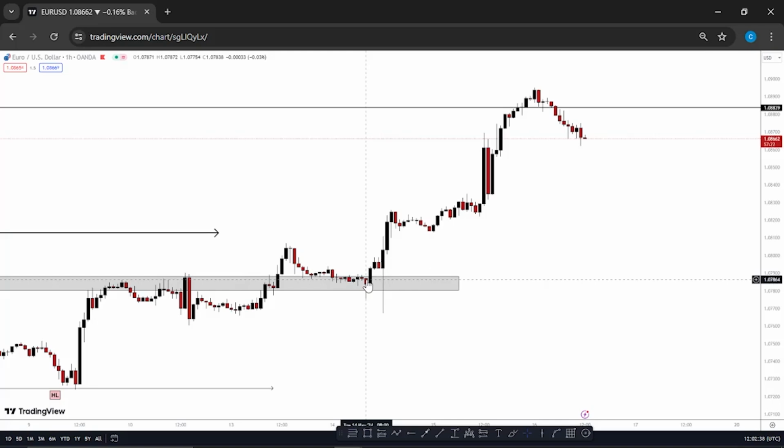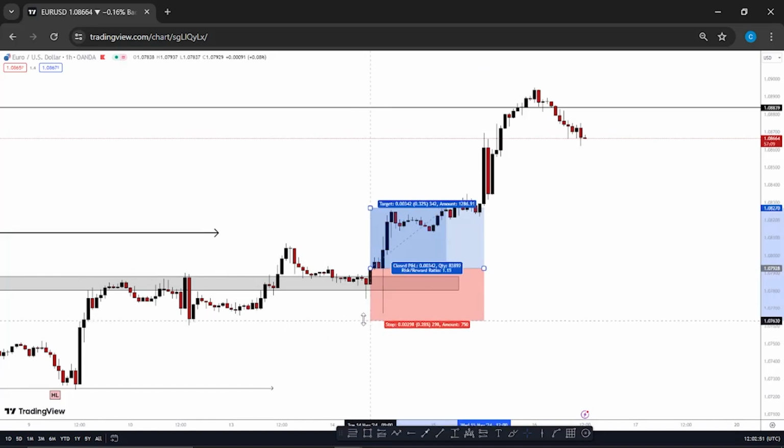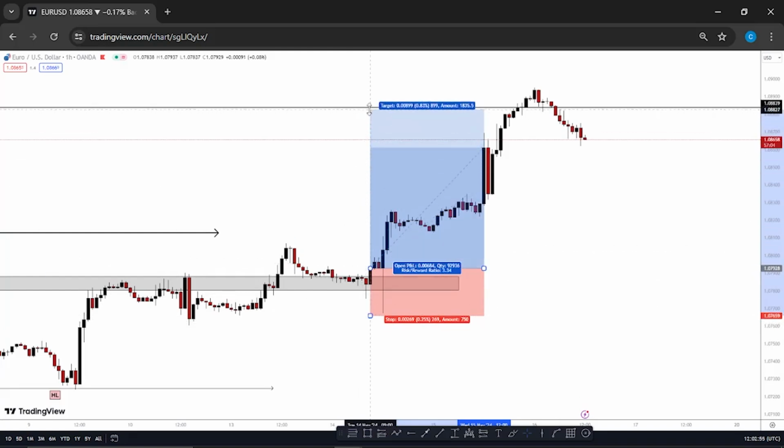Now, after the closure of this black candlestick, that's when I entered. That's when I'm waiting for buys, right? Placed my stop loss below this previous structure and take profit to this level.